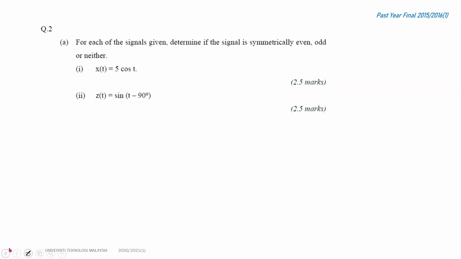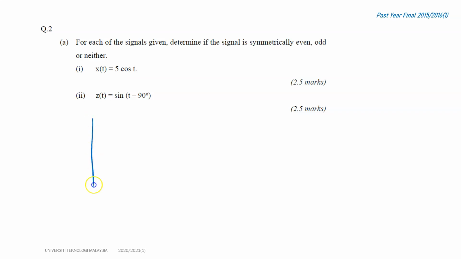For each of the signals given, determine if the signal is symmetrically even, odd, or neither. For this kind of question, the marks allocated for each question is 2.5 marks. So on top of answering whether it's symmetrically even, odd, or neither, you also have to prove it. You have to show your justification for why you answer even or odd. For the first question, x(t) is equal to 5 cos t. In order to determine, we must draw to justify our answer.